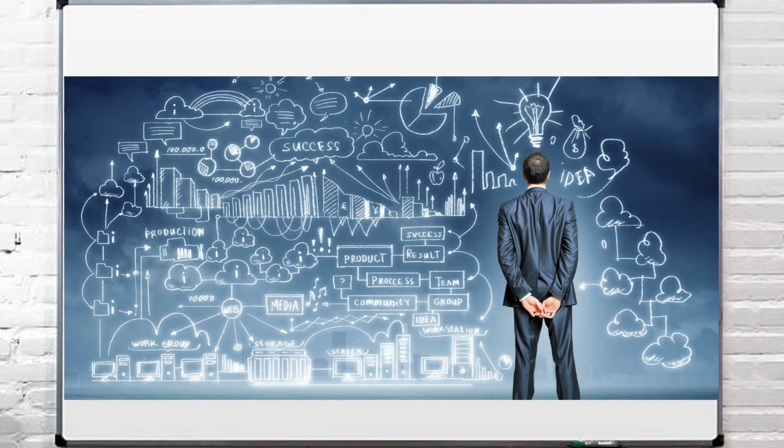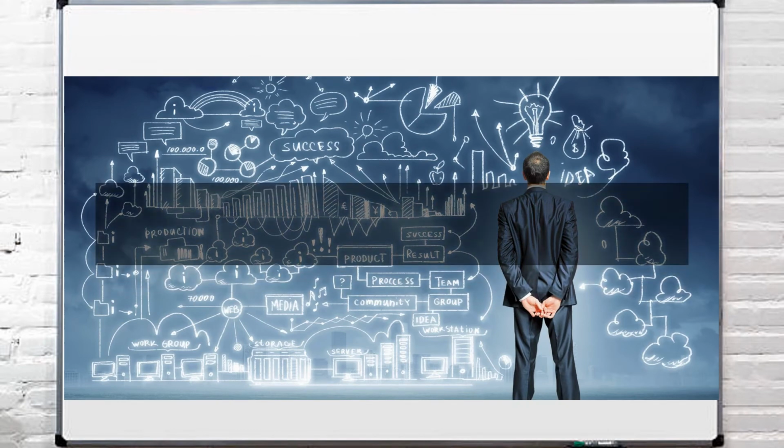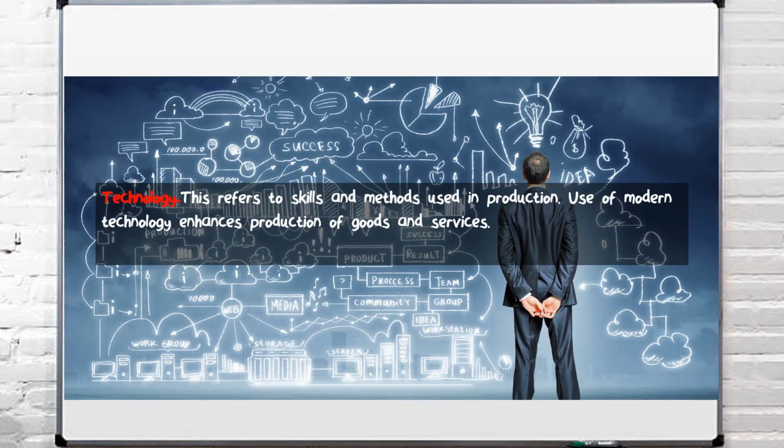The last resource that we are going to look at is technology, and basically it refers to the skills and methods used in production of goods and services. The use of modern technology brings about efficiency in the production of goods and services.